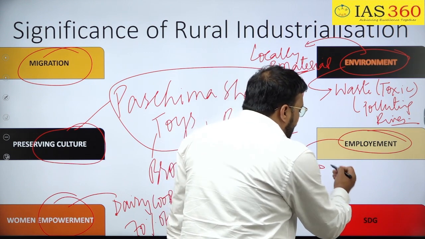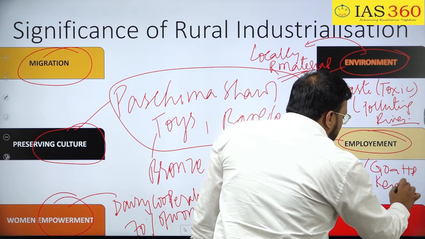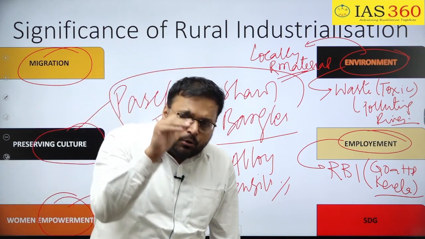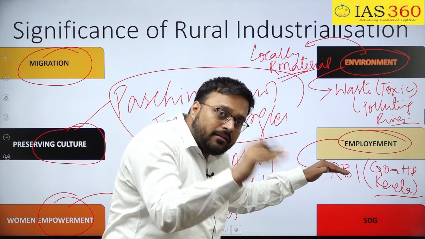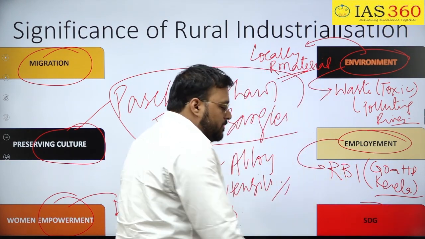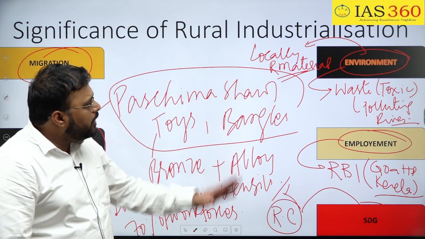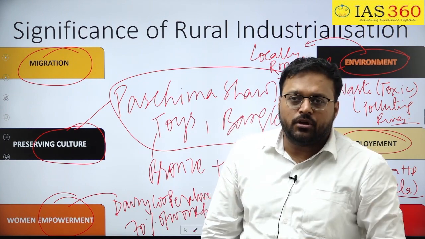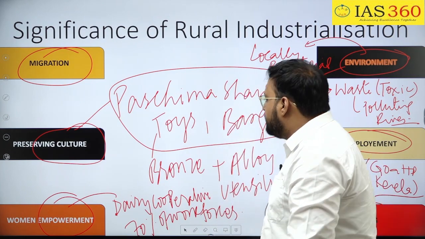Employment. According to an RBI survey, some of the states like Goa, Himachal Pradesh, Kerala have focused upon rural industries and through this they have reduced rural unemployment, and therefore the rate of poverty reduction is higher in these states. And the last one is SDG, because SDG is focusing upon judicious use of resources. And when we focus upon rural industrialization, we are focusing upon resource conservation and judicious use of our resources. So this is the significance.